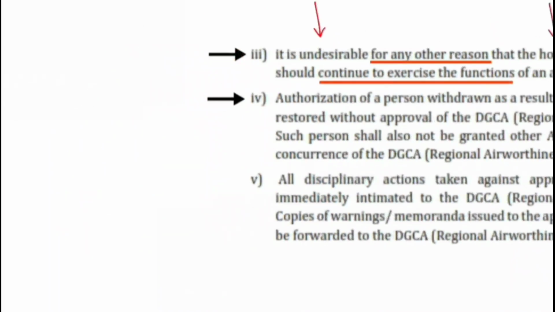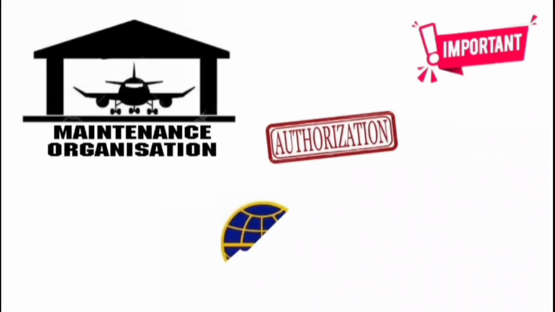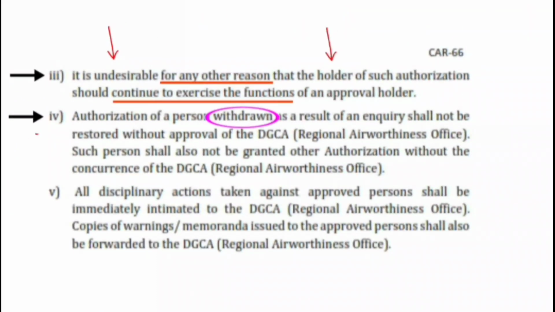Point number 4. Remember one important thing. Authorization is granted by the maintenance organization. There is no role of DGCA in that. But if authorization is withdrawn and again needs to be restored, it cannot be done without the approval of DGCA. Or you can say without the concurrence of DGCA, authorization cannot be granted again.